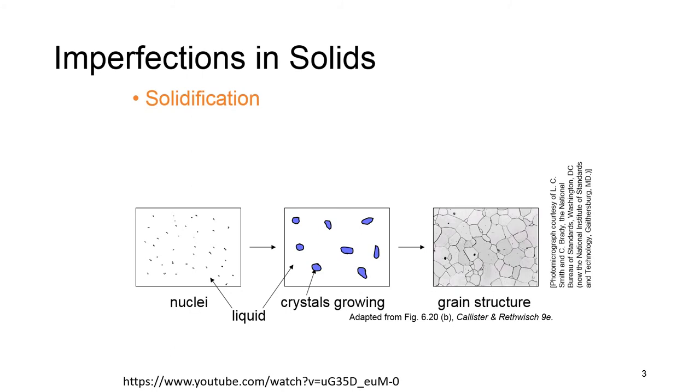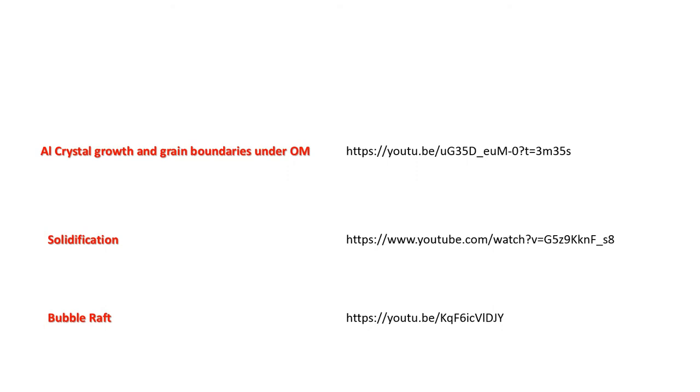So what we see at the end under the microscope is a structure like this one, which results from growth of crystals until they meet each other and then fully solidify. Here are links to some very nice videos regarding crystal growth, crystallization and solidification. The first one talks about crystal growth in aluminium and how we can see it under optical microscopy. This is another video talking about crystal solidification.